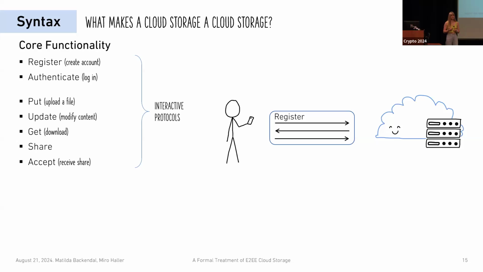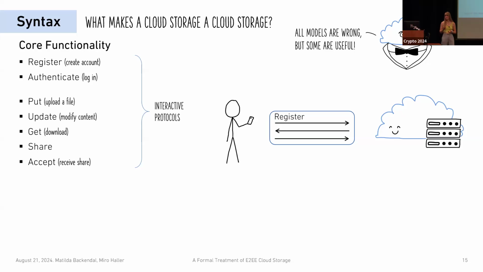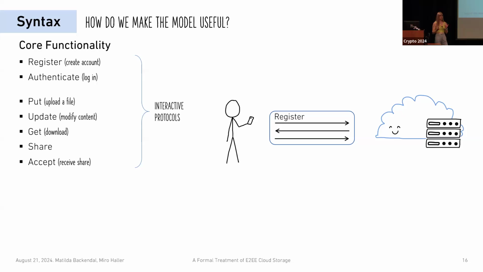Now, with this core functionality, we were able to both capture the essence of a cloud storage scheme and to model real-world systems. But we need more from our model than that. As the British statistician George Box allegedly said, all models are wrong, but some are useful. So in order to make our model useful, we had to make a bunch of subtle choices. And I'm just going to highlight a few of them here today.